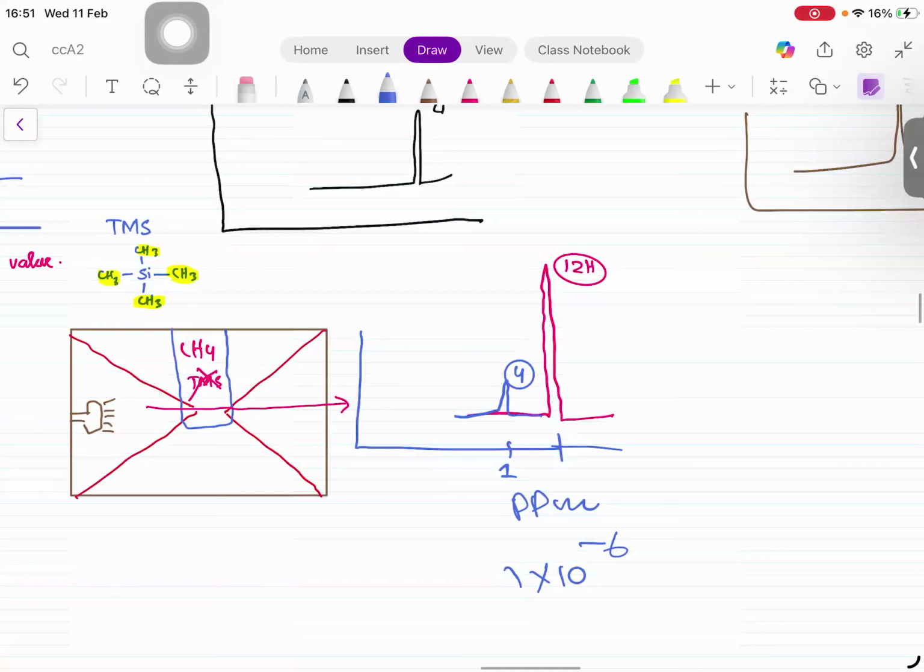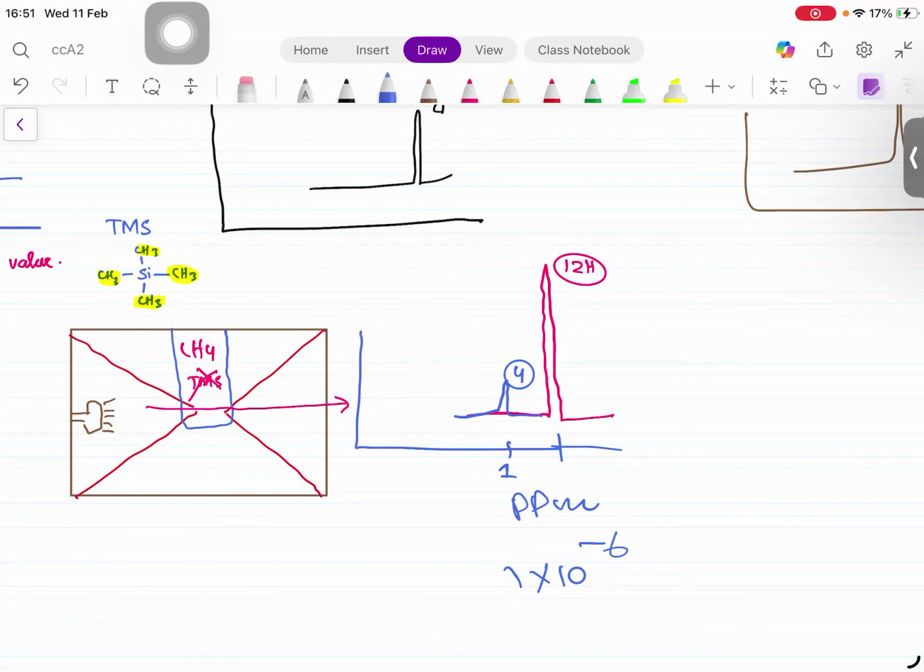That means, in words, what I am trying to say is that the 4 hydrogens of methane have absorbed radio waves of 1 part per million less frequency as compared to the frequency of radio waves absorbed by TMS. What is the frequency of the radio waves absorbed by TMS in hertz? I don't know. The frequency of radio waves absorbed by the methane proton in hertz, I don't know.